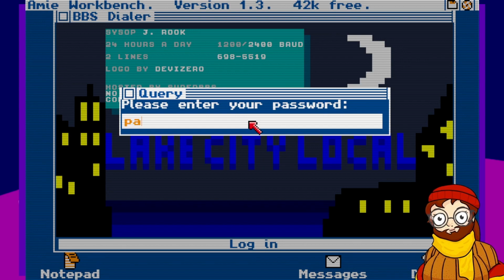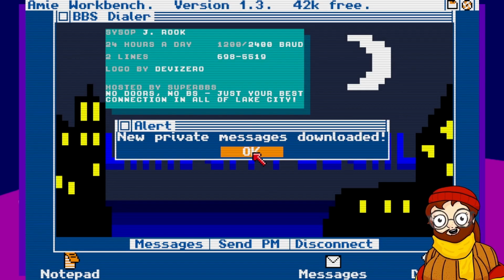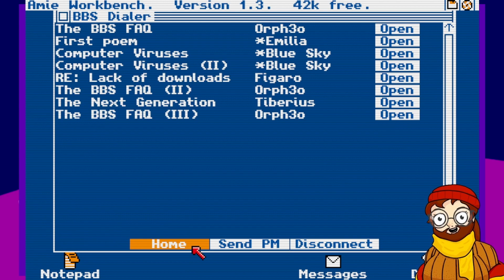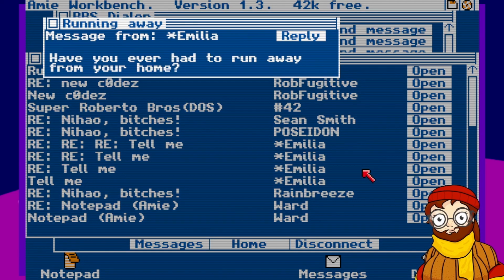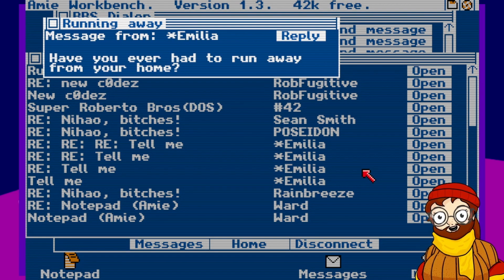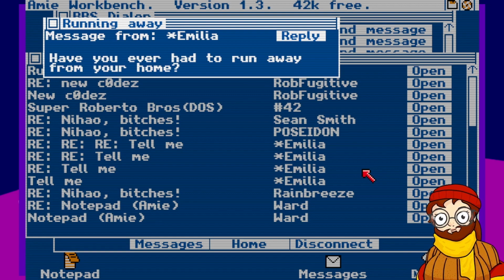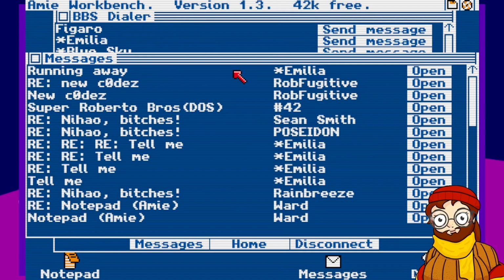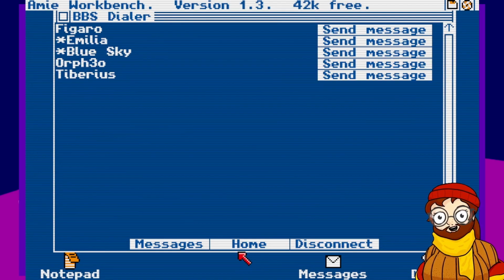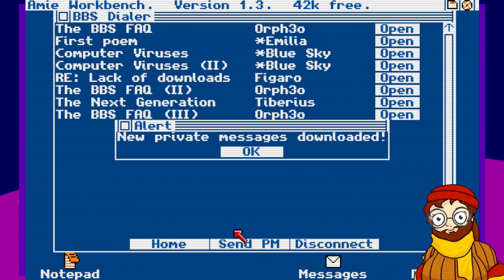Logging in. Password is my password. I got new private messages, but nothing else is happening here. Great. Okay, running away. What? Message from Amelia. Have you ever had to run away from your home? Okay, you really buried the lead with that, or is that the opposite of burying the lead? You led, anyway. Let's see what she has to say.